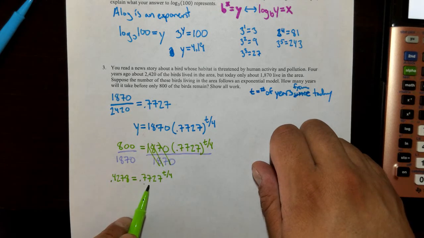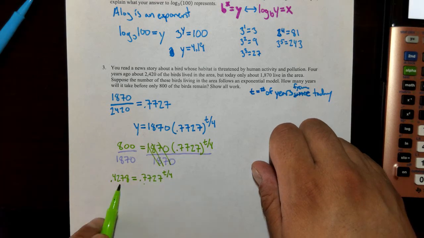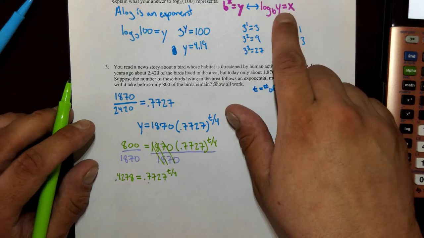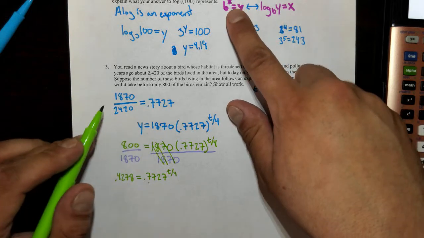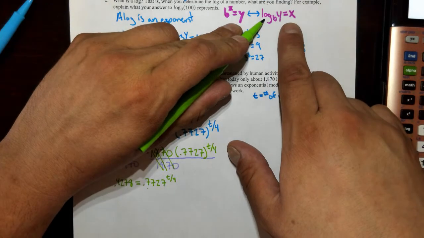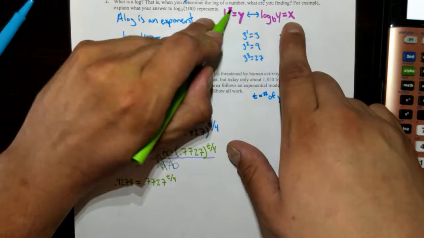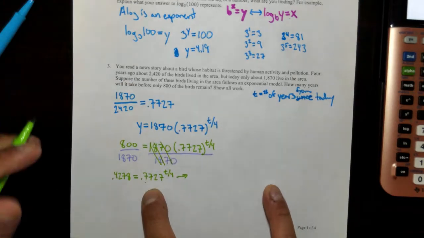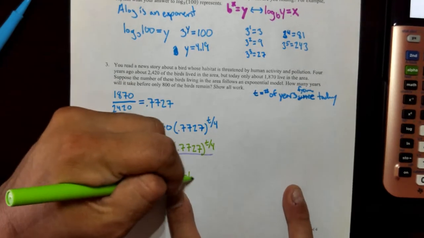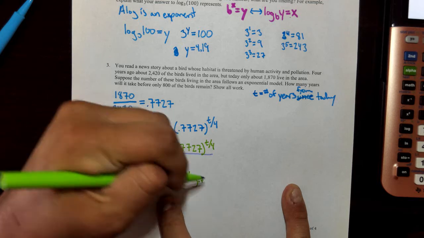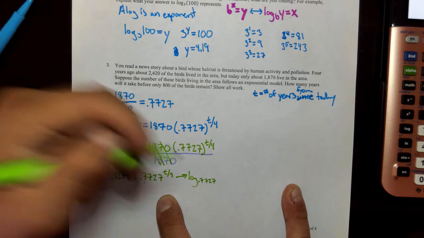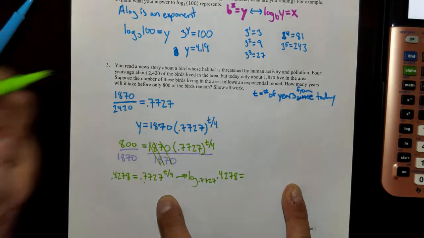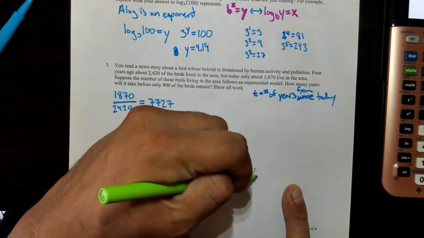We have 0.7727 to the t over 4 equals 0.4278. So let's go ahead and put it into log form so we can solve for this exponent. So see what happens when we put it into log form. Log is solved for what was our exponent. So we can take this and we can put it as log base 0.7727 of 0.4278 is equal to t over 4.